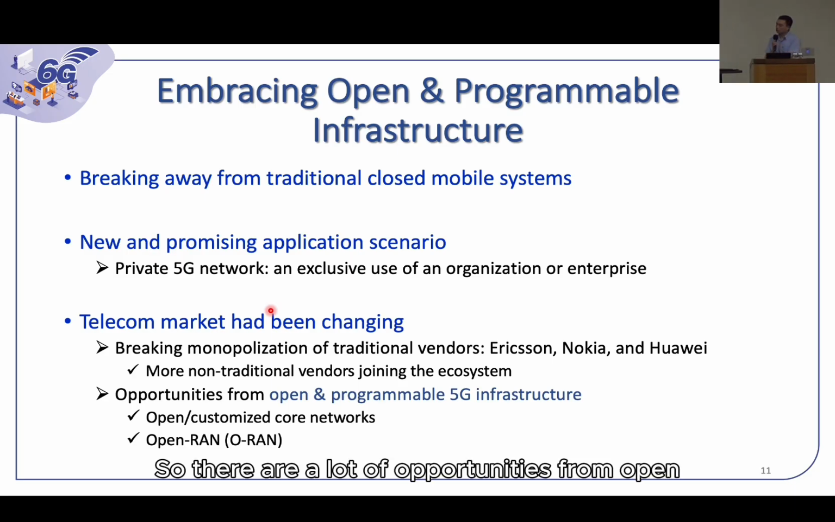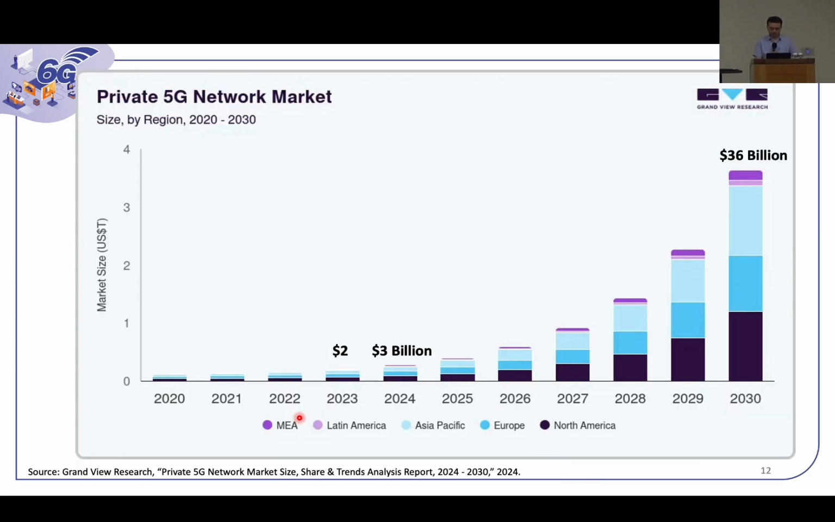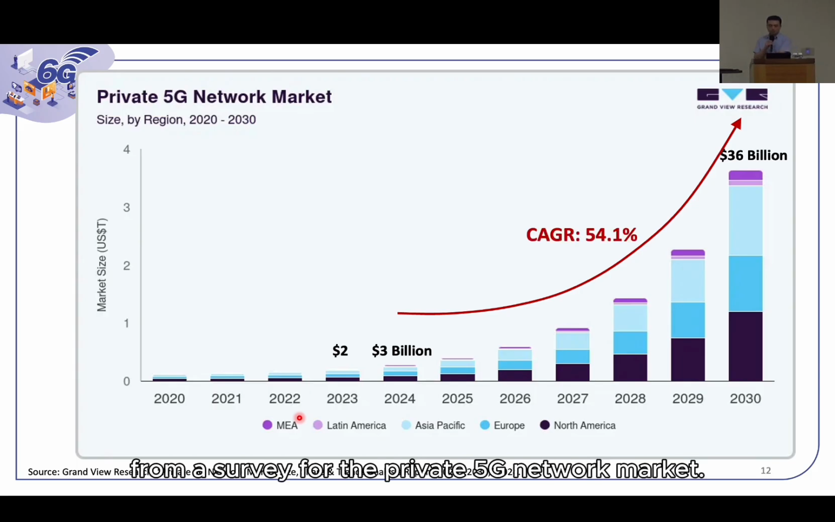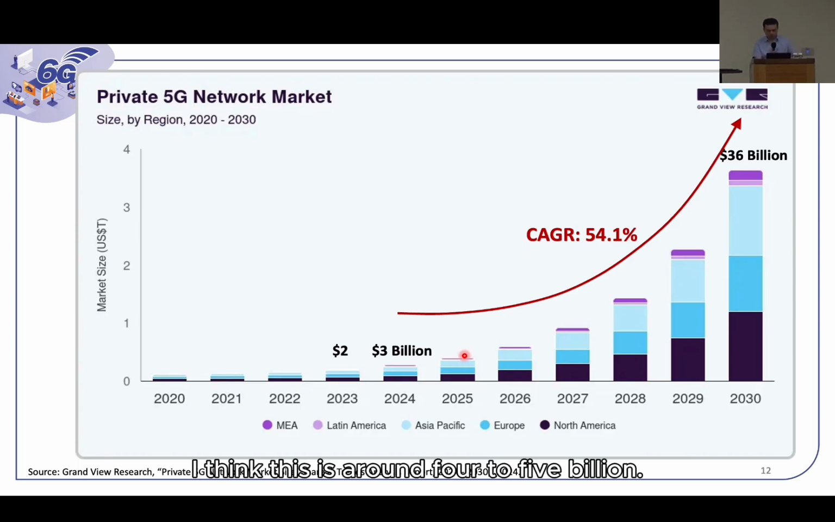So there are a lot of opportunities from open and programmable 5G infrastructure, because the core networks are open, and moreover, nowadays Open RAN is also developing. Here is the number from a survey for the private 5G network market. Here you can see we are here, 2025. This is around, I think, 4 to 5 billion. Then until 2030, we expect that the private 5G network market will achieve up to 36 billion.